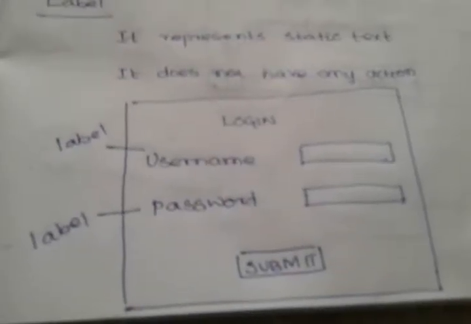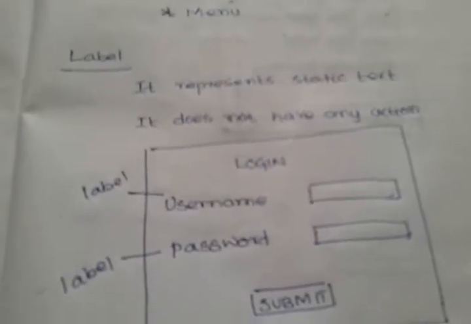But whenever we click on the submit button, we are going to check the values of username and password. So that is the difference: a label represents static text and does not have any action. This is the first component. If you want to represent any static text, then we go for the concept of label.